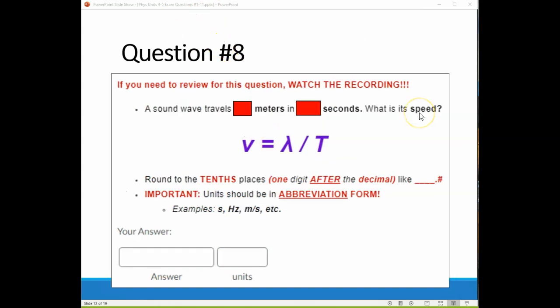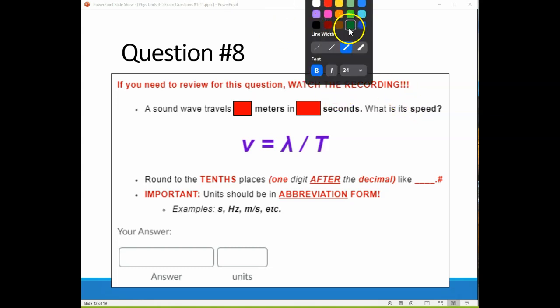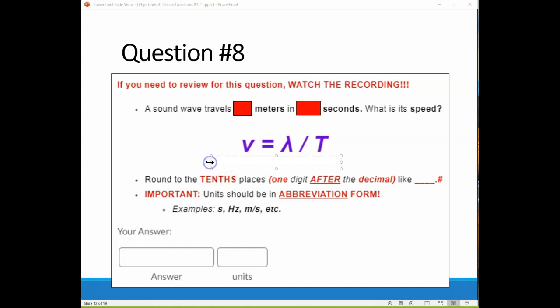All right, question number 8 is asking you to calculate speed. This first equation, speed of a wave, has speed, which is meters per second. It has up here the upside down y, which is called lambda. Again, that's wavelength measured in meters, and then capital T is period. We already learned that one, measured in seconds.